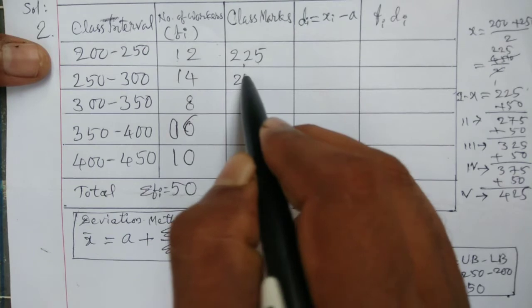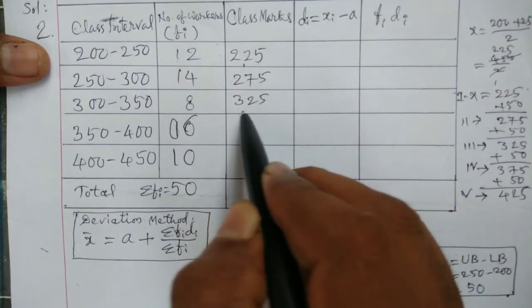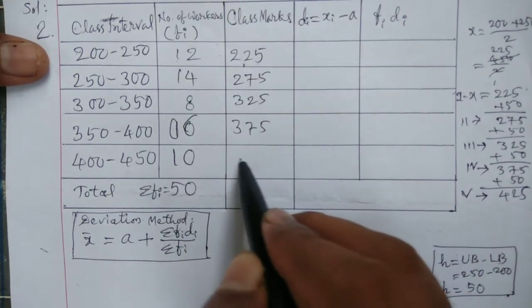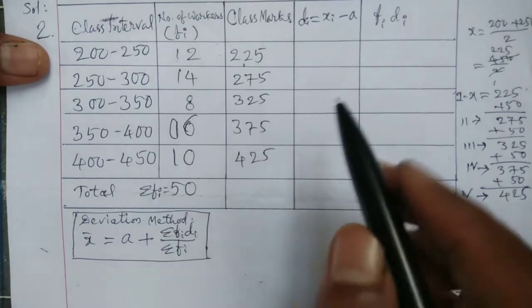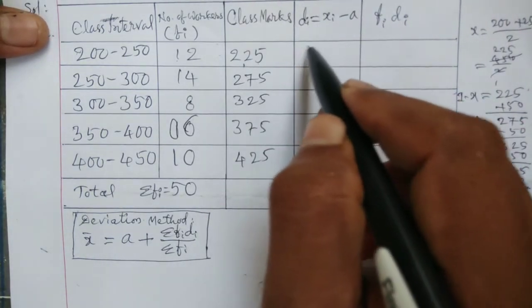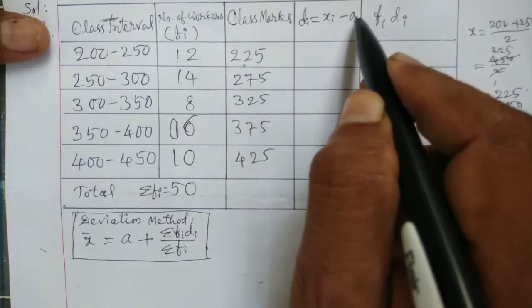225, 275, 325, 375, 425. Next, deviation d is equal to xi minus a.